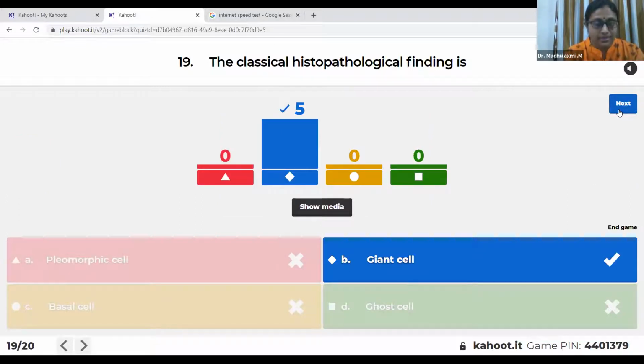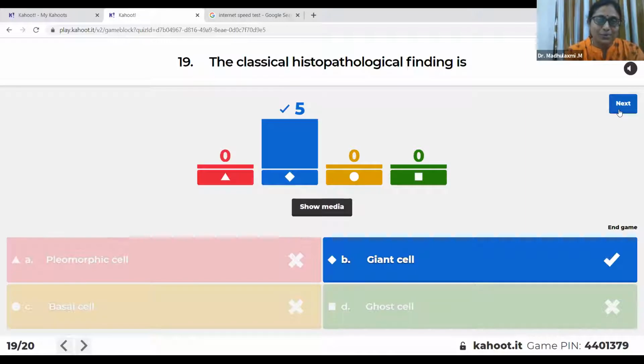Giant cell, well done. You could see the cell was multinucleated and the nucleus was arranged around the peripheries. So giant cells are nothing but a conglomeration of histiocytes, and there are various types of giant cells that you see. What you see here was a Langhans type of giant cell, most commonly seen in tuberculosis or even in other granulomatous lesions, right? The last question.